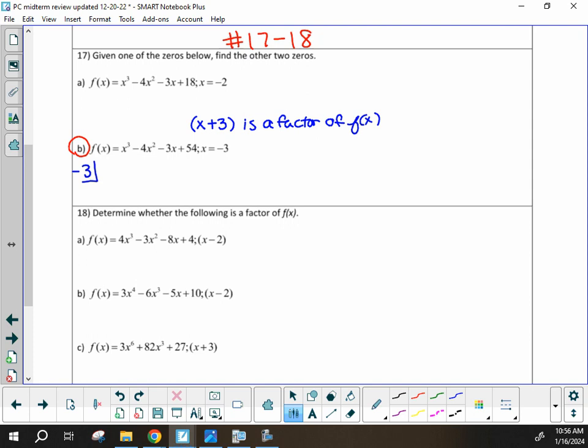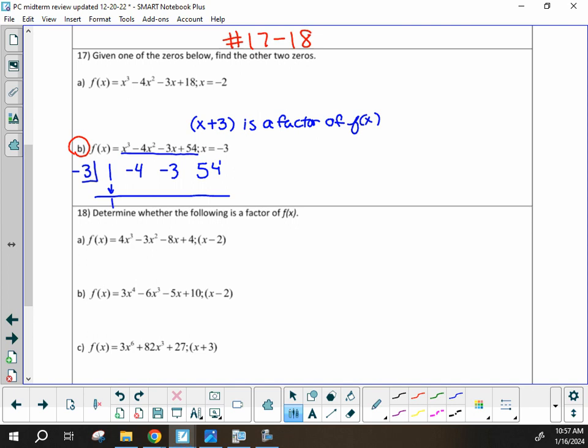Okay, so remember we're going to put the -3 in the box, what the actual zero value is. We're going to pull down all the coefficients from this polynomial. Careful with your plus or minus signs. If we were missing any terms in there, like let's say we didn't have an x squared, remember we would need to put a 0 as a placeholder. Leave a little space, draw your line below.